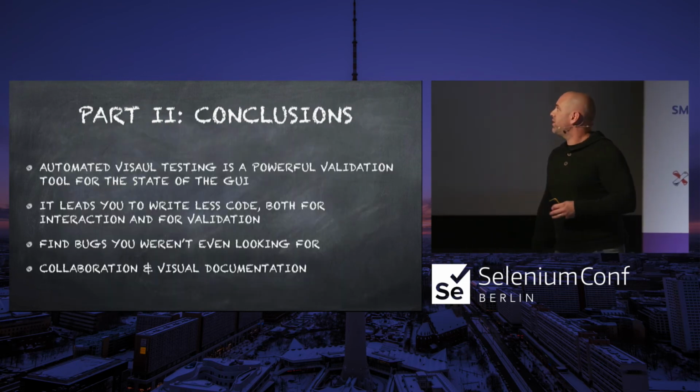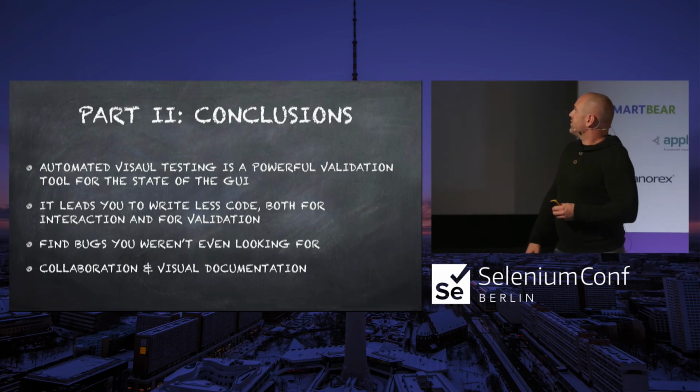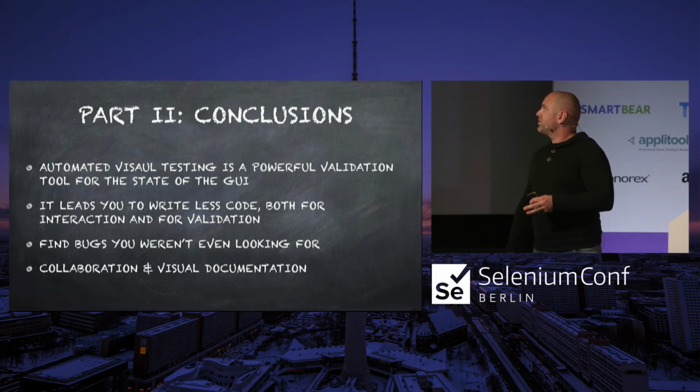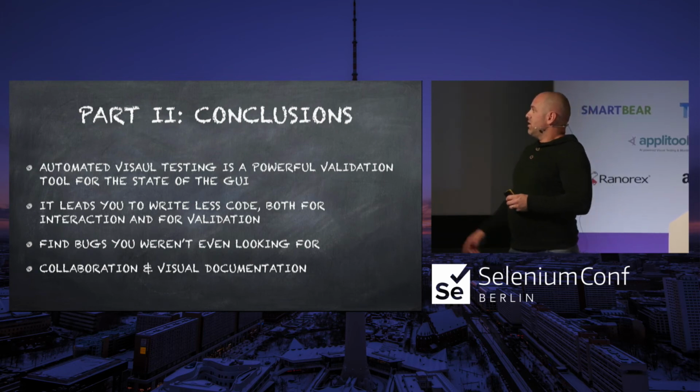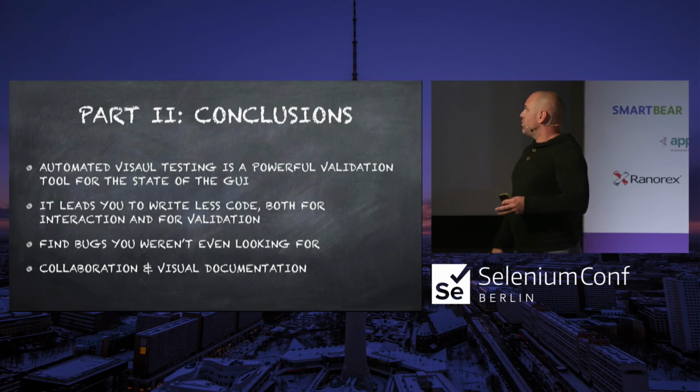So to conclude this part, automated visual testing is a powerful validation tool for the state of the UI. It leads you to write less code, both for interaction and for validation. And this is an important point: it finds bugs you weren't even looking for.